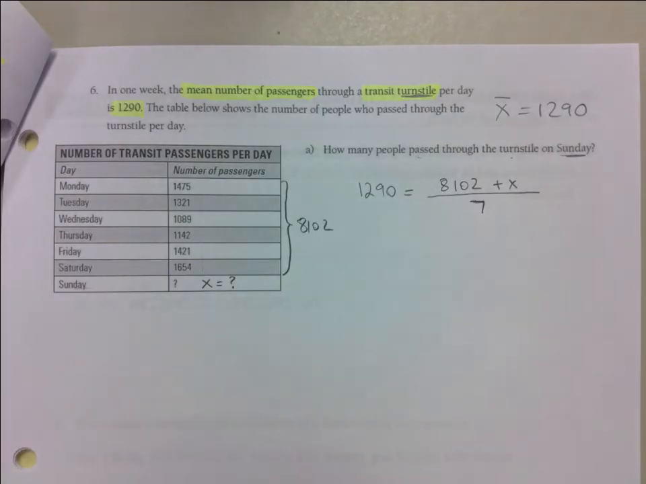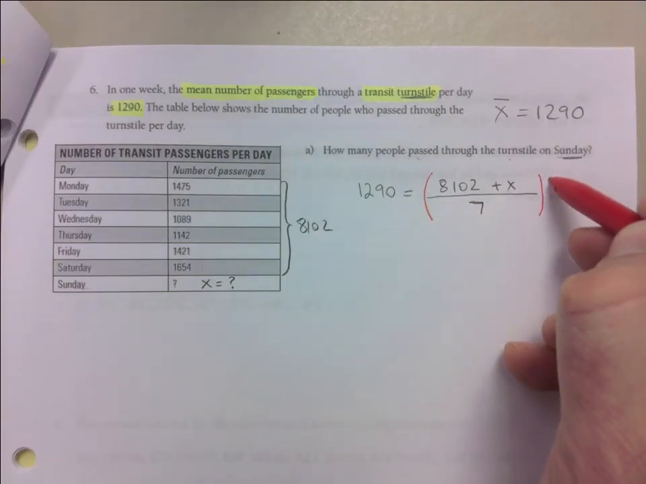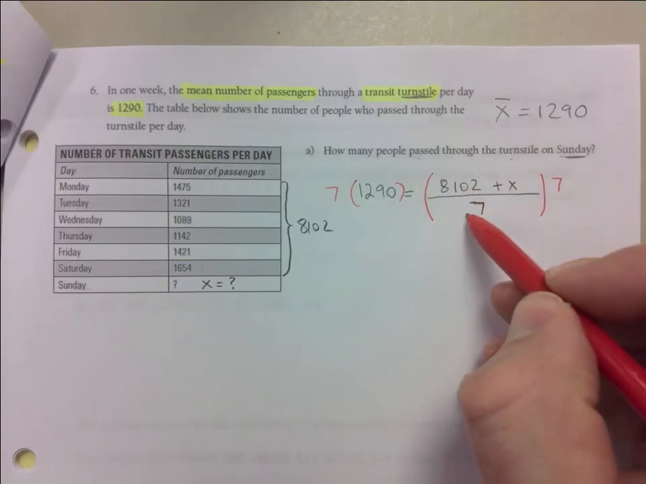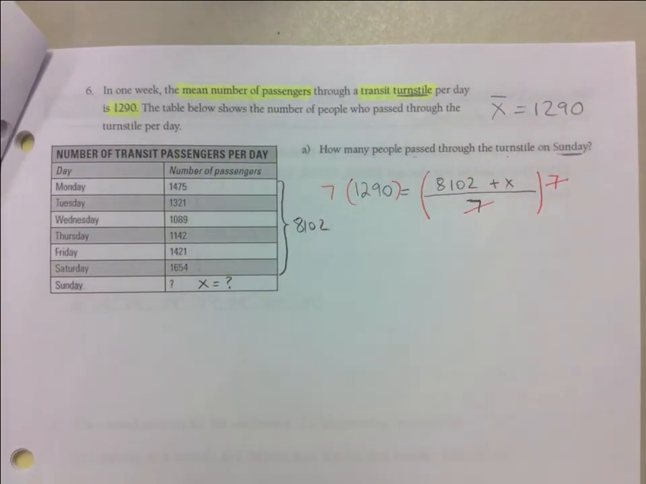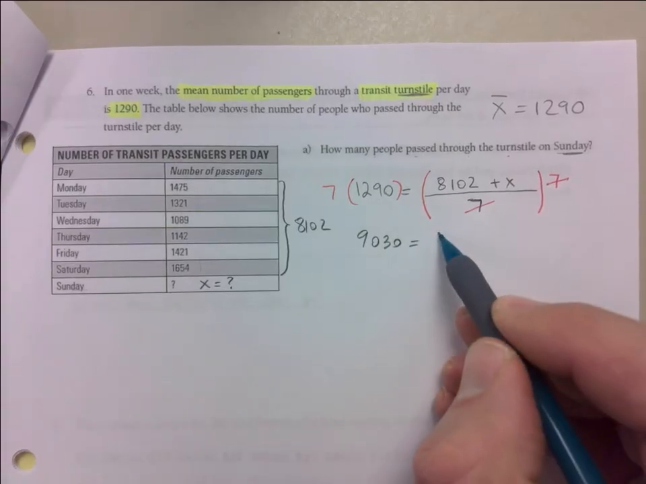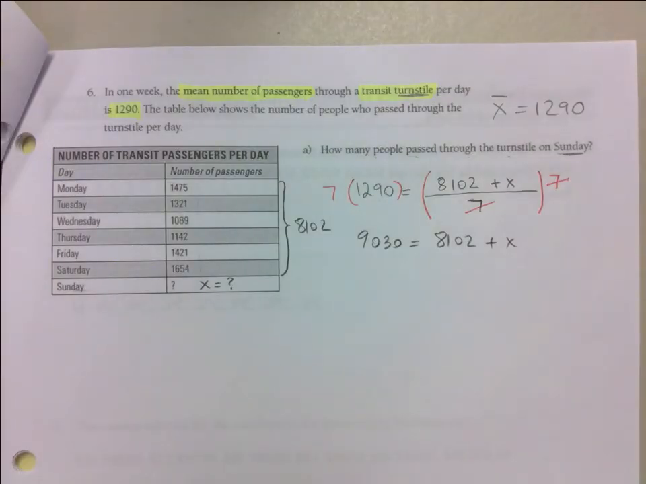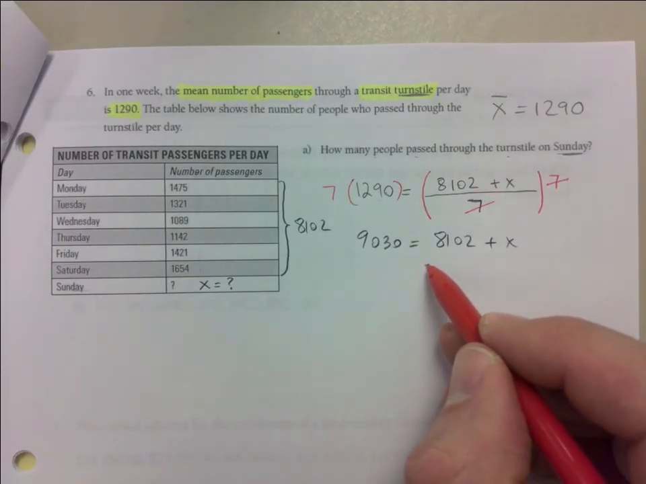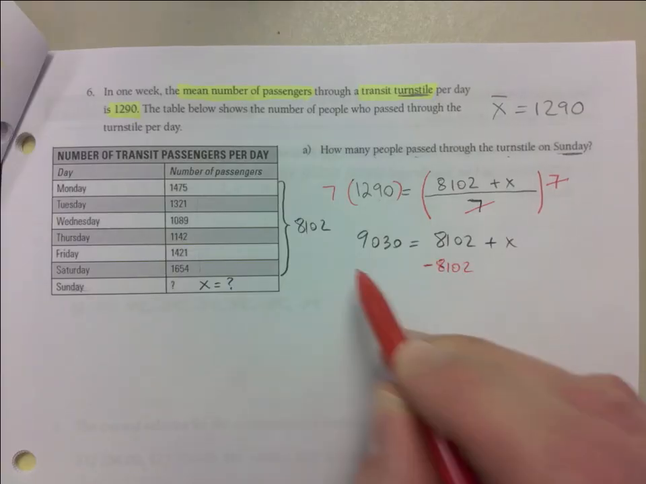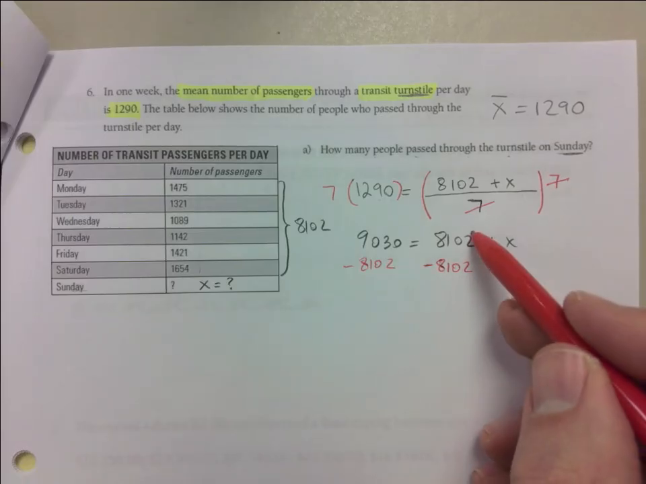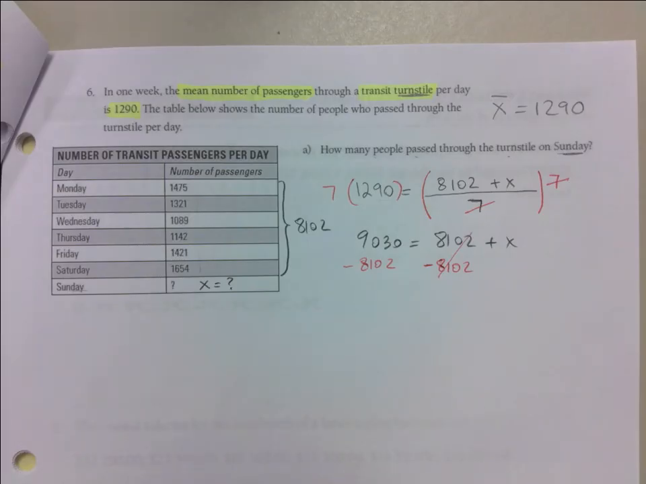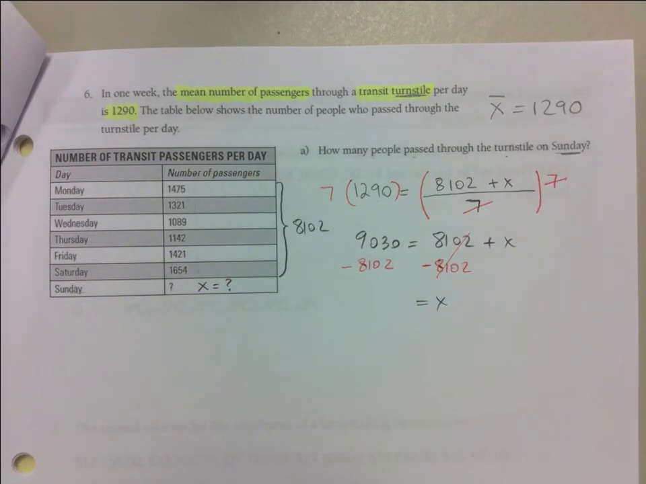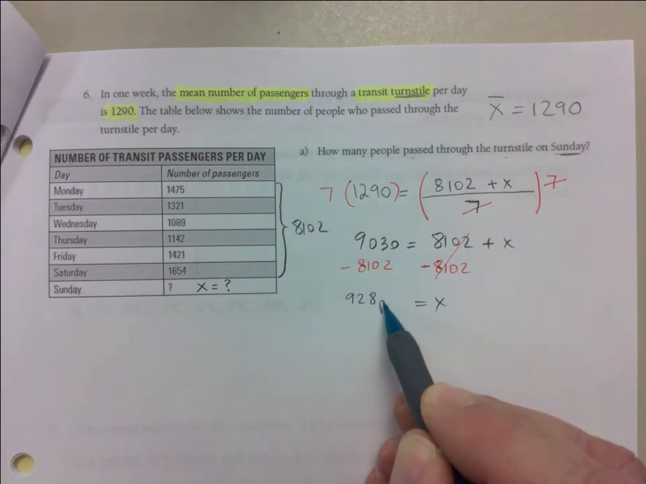Can you already do the backwards on this one? Right, we multiply both sides by 7 in order to get rid of the 7. So it's 7 times 1290. That's 9,030. Is equal to 8102 plus X. So this step is going to be very similar. At the end, once you've got it set up, it's the same thing. Minus 8102 minus 8102. Cancel that out. You essentially figure out what that is. And I get 928 passengers.